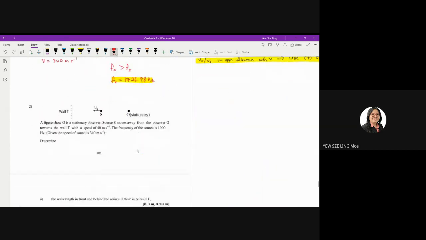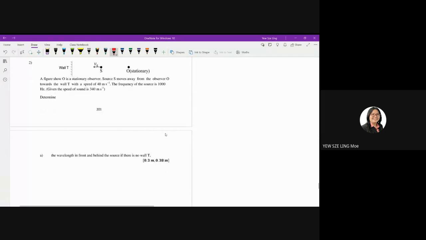All right, last question. Now this question is a typical question that shows you an observer. It could be a living thing or it could be a non-living thing. So now let's see what is happening in this question. The figure shows O is a stationary observer and the source is moving away from the observer and towards the wall with a speed of 40 meters per second. The frequency of the source is 1000 hertz and the speed of sound is given.